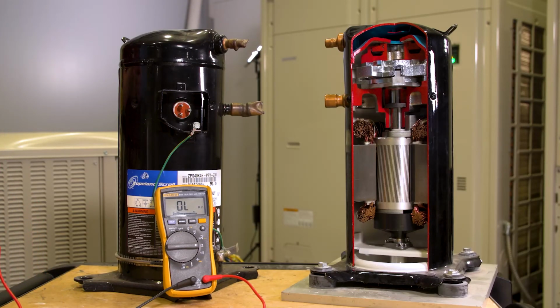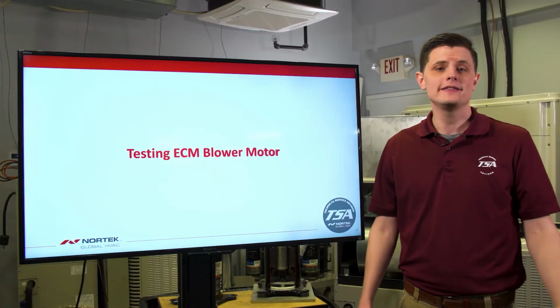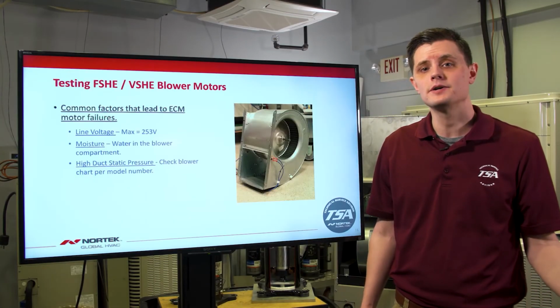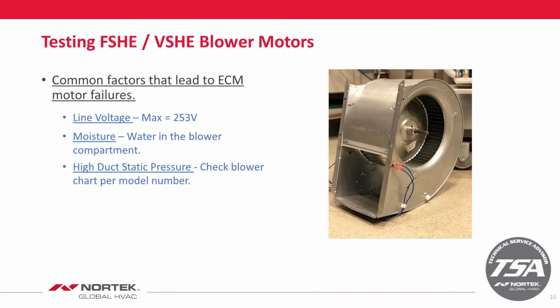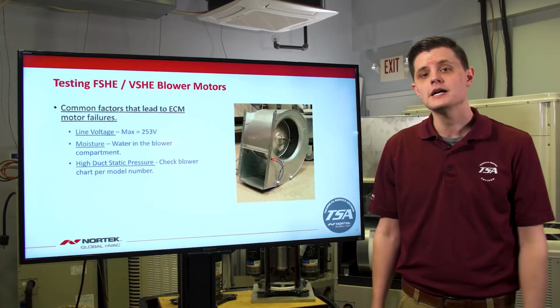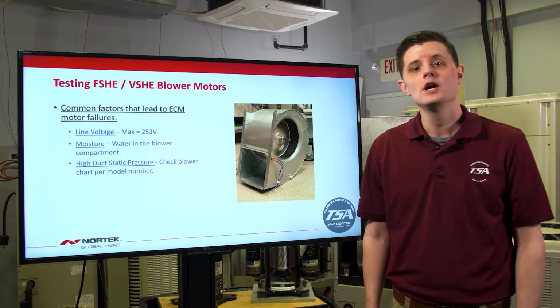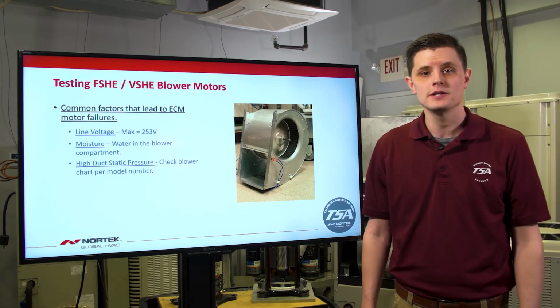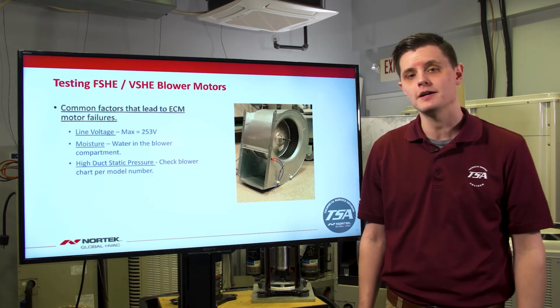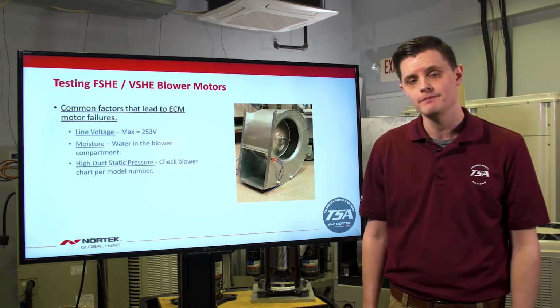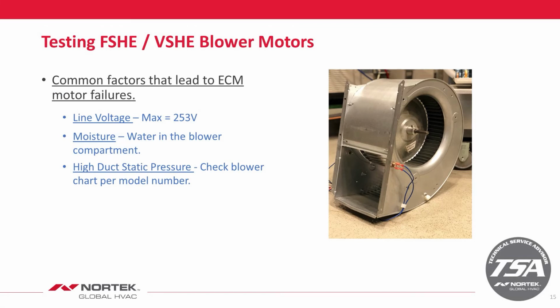Now, let's take a look at troubleshooting an ECM blower motor. The main three things that can take out an ECM motor are the following. The first thing is going to be related to line voltage. The max line voltage that you would want to have, say, on an air handler is 253 volts. I usually tell guys 250 is your max, so it gives you a little bit of a buffer zone. But 253 is the max voltage that you would want to see, say, on an air handler for an ECM blower motor. The second thing is going to be related to moisture.